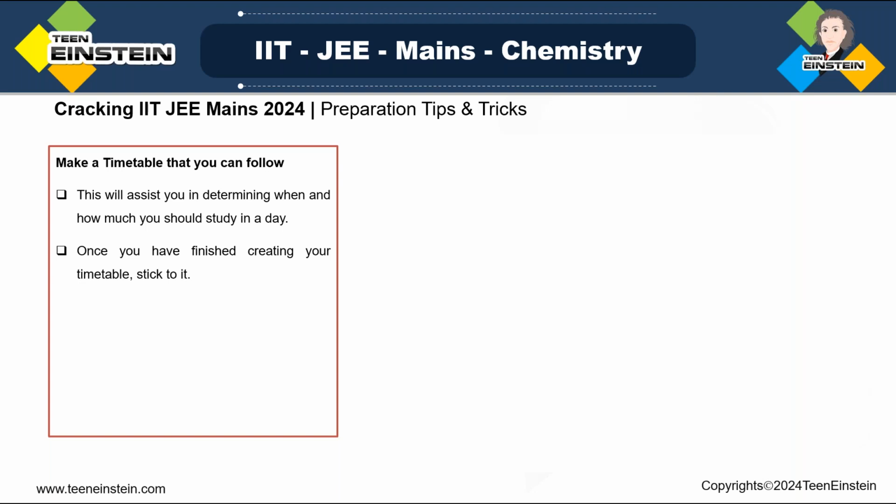It should not be something that you cannot follow, because once you are able to follow the timetable you have made, it will give you some confidence. So make a realistic timetable, and this will assist you in determining when and how much you should study. If the timetable is ready at hand, then every day when you wake up, you don't have to think about what to do, what to read. It should already be fixed, so that every day you know what you will do. Once you have finished creating it, stick to it, don't change it so much, and make it in such a way that you can follow it every day.